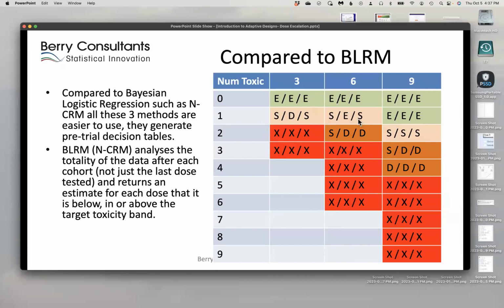But you can see the 3 methods give slightly different decisions in some of the cells, and of course these cells happen to be the most important ones in the design. What you do when you see 1 toxicity out of 3, 1 or 2 toxicities out of 6, or 2 or 3 toxicities out of 9.